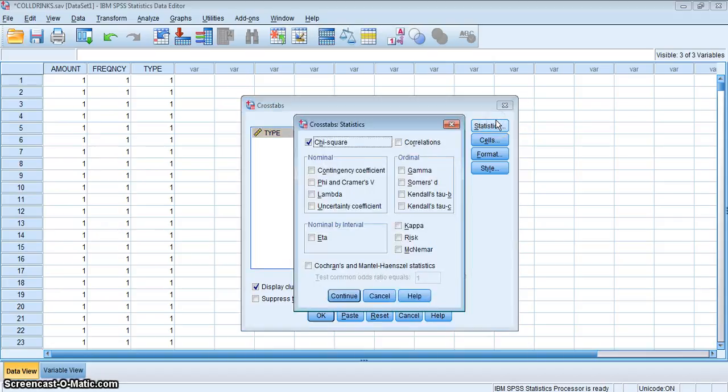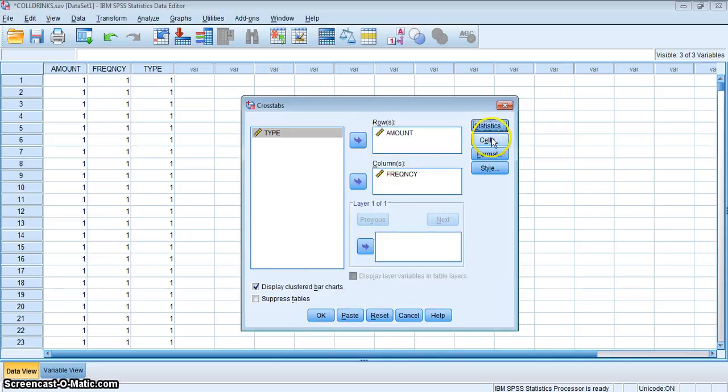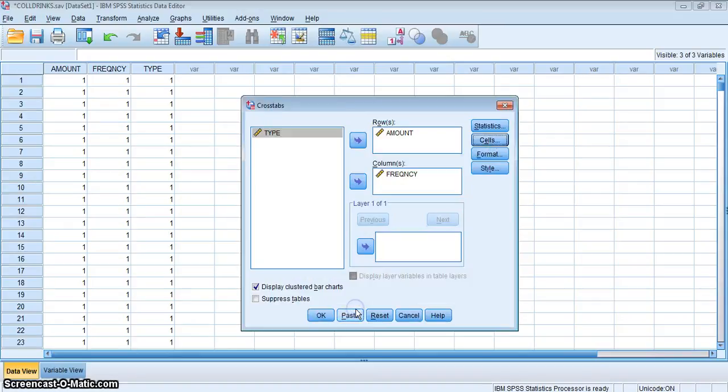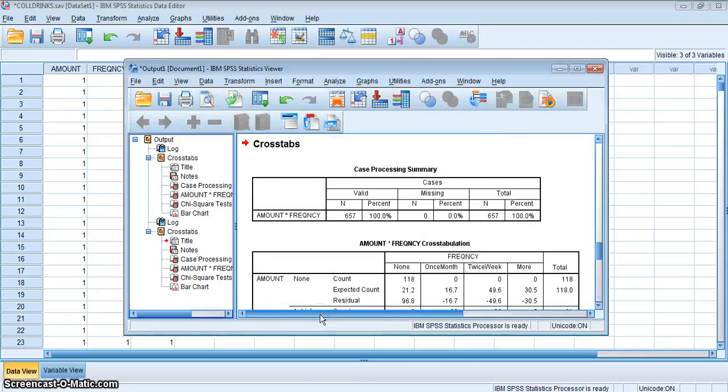For statistics, we're just going to use the chi-square. We're not going to worry about anything else on this page. In your cells, choose what you want, but there will be times when I ask you for the observed, the expected, and the unstandardized residuals. We don't really need anything other than this. And if you want that bar chart that I showed you in class, you can click on that box right there.